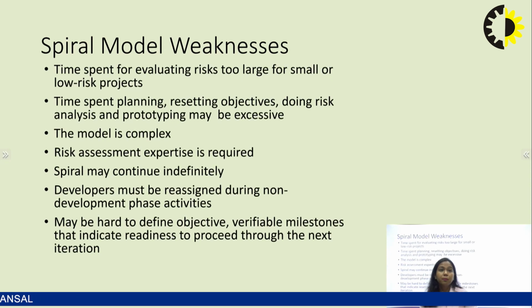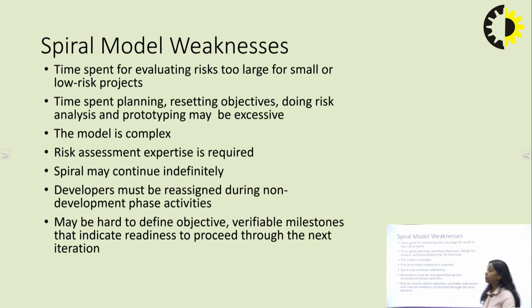But here the weaknesses are. The weakness is that evaluating the risk is too large, so the time spent is going to be very high. The model is very complex, the spiral is continuously undefined, so it is unclear how much time it will take. The cost will be high, and sometimes the team has to interact, and it's very difficult to make it understandable if the team is changed. These are the weaknesses we find in the spiral model.